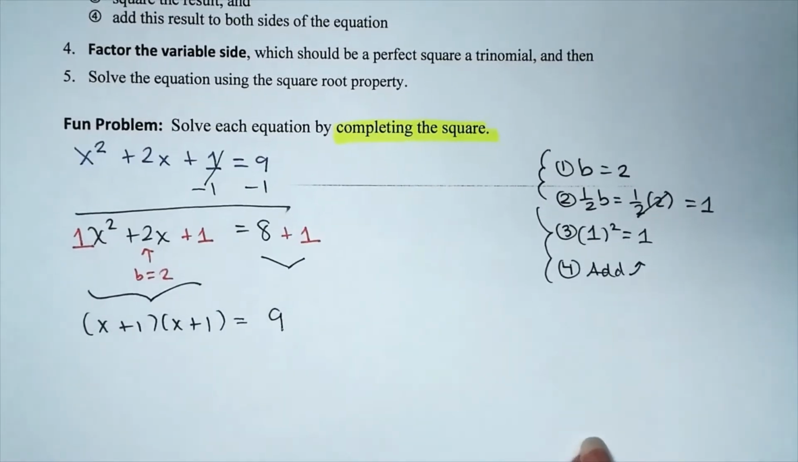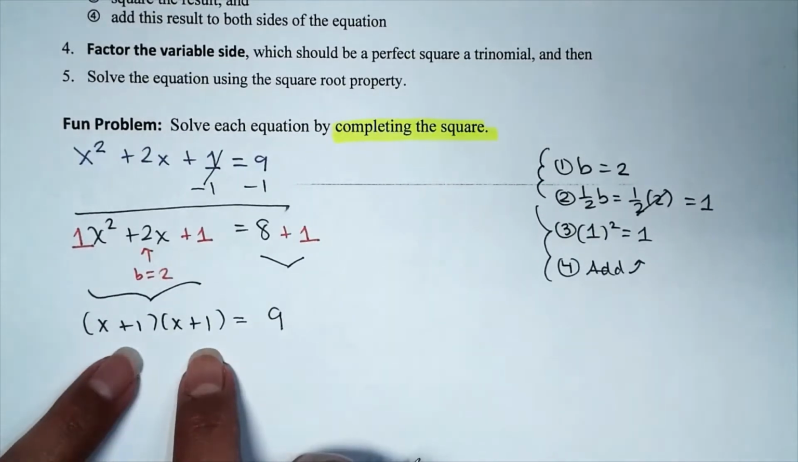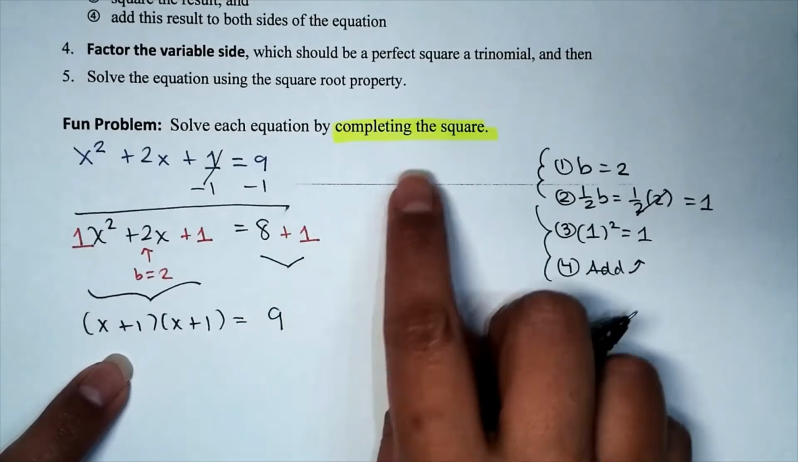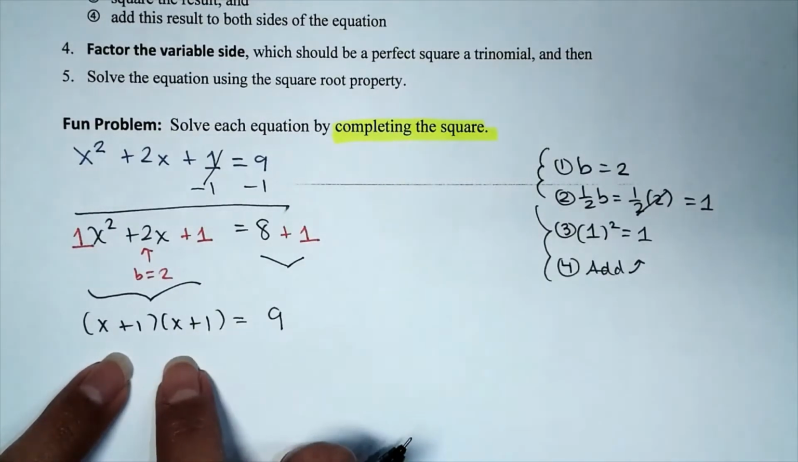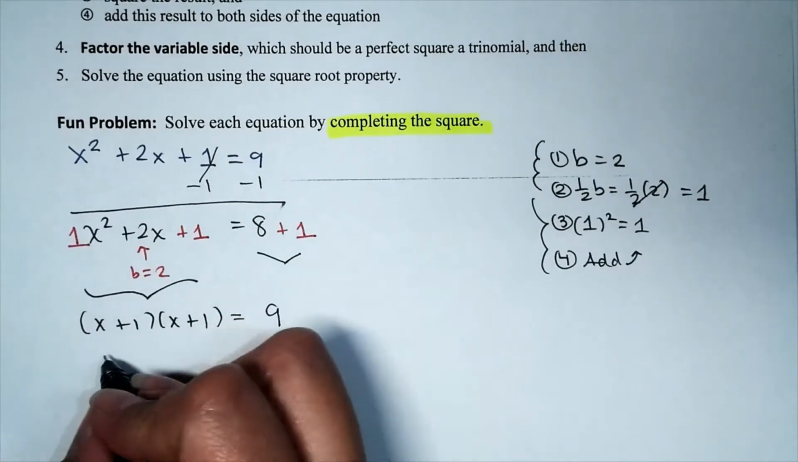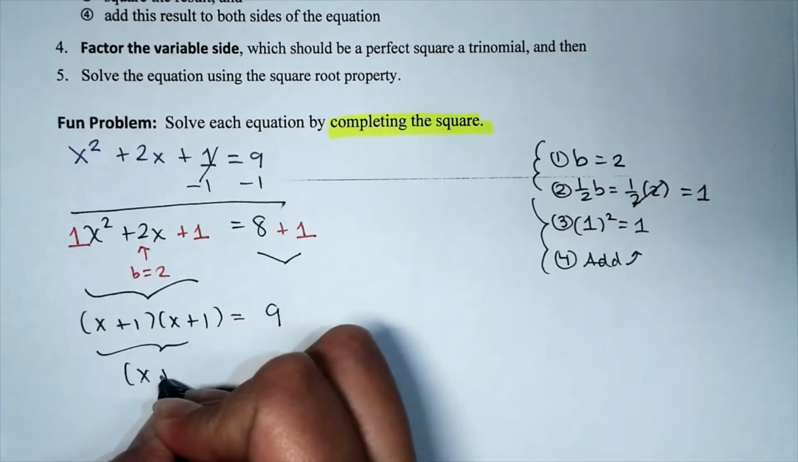Fantastic. Now the question is, is it a coincidence that the binomials are the same? It's actually not a coincidence. We were trying to complete the square, so we wanted to have a perfect square. Let's go ahead and use exponents for repeated factors.